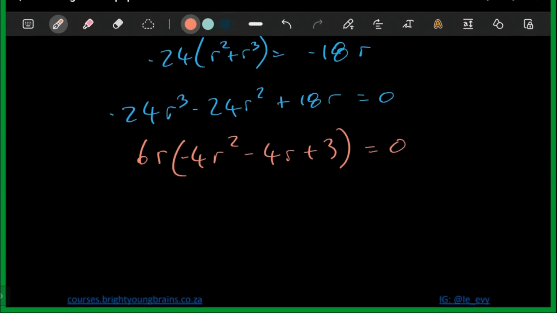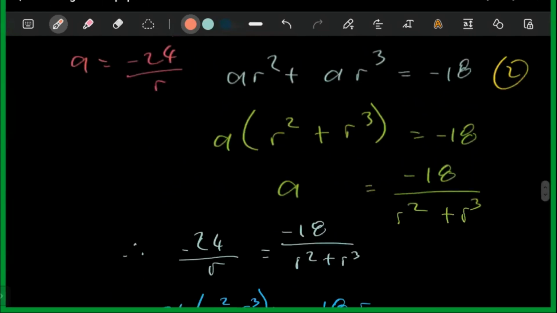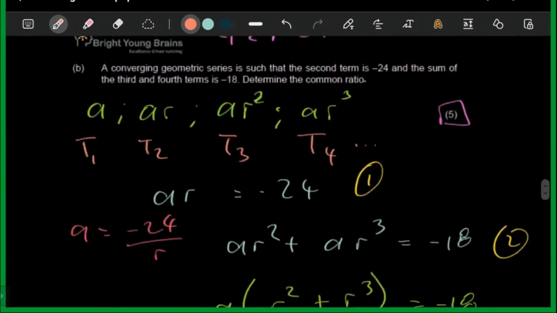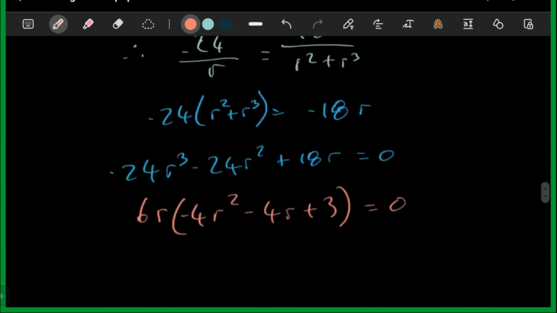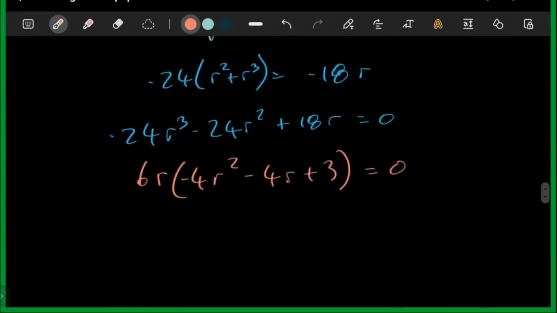Wait a minute. The sum of the third and the fourth term. Anyways, everything looks fine so far. So let's just carry on.